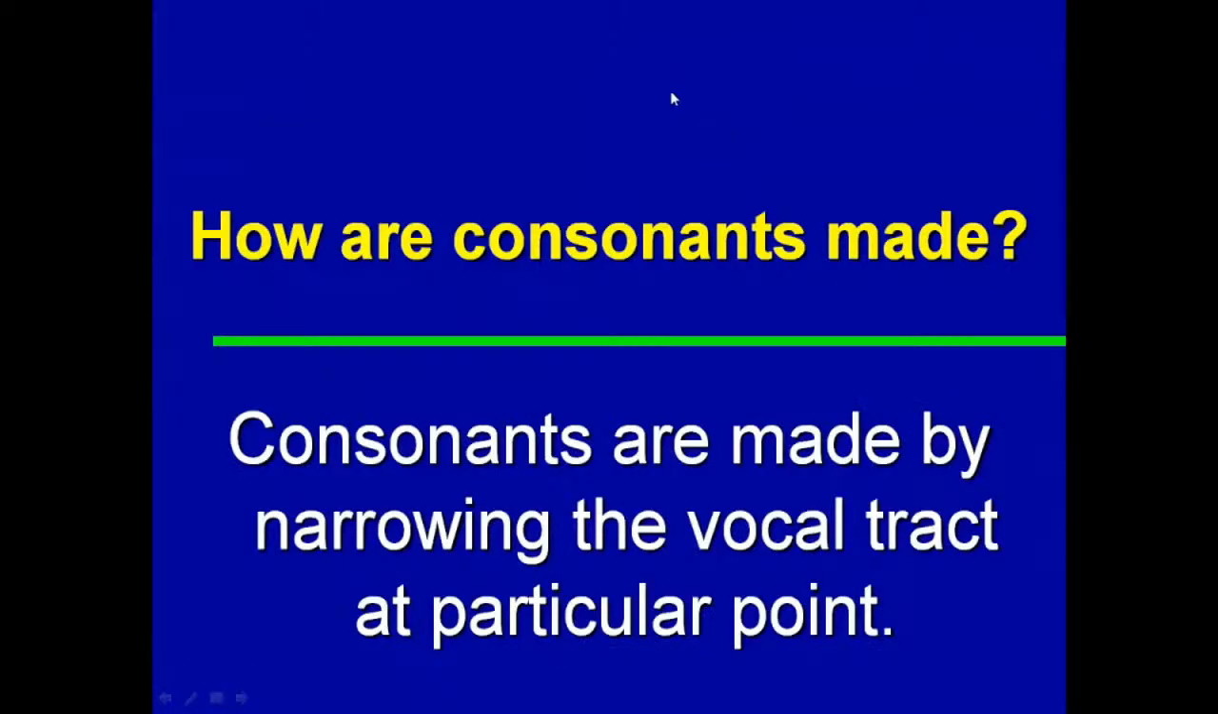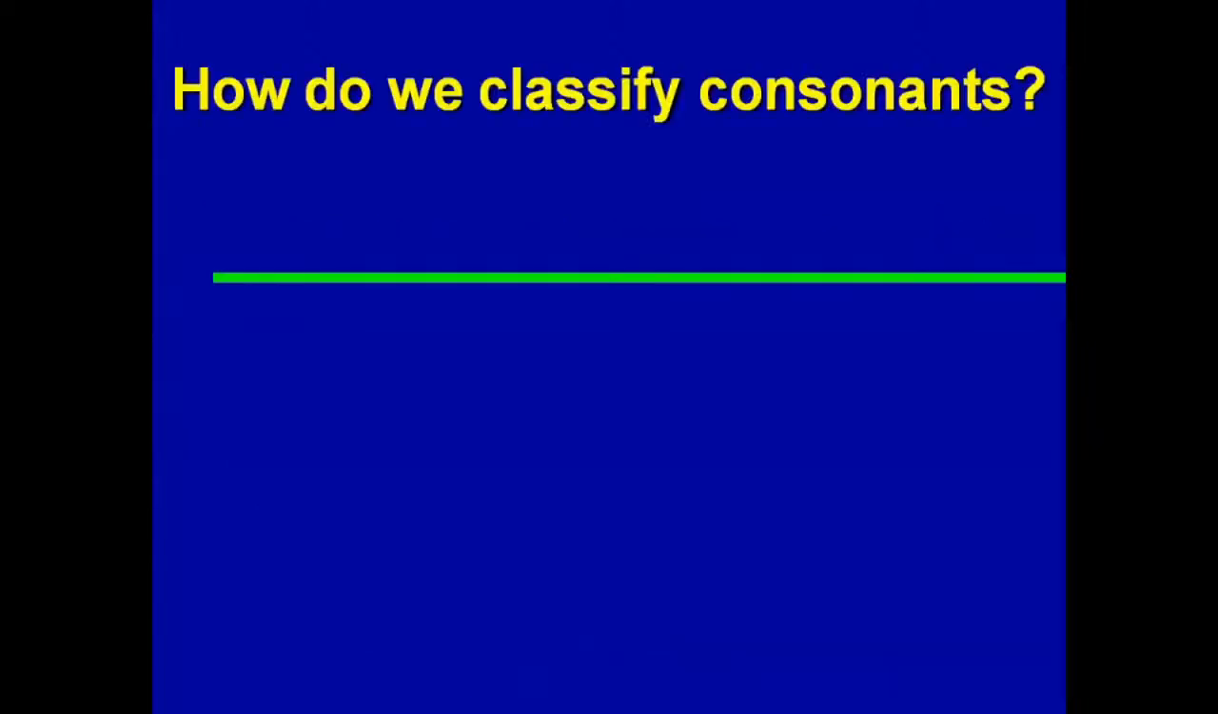Now, another question, how are consonants made? Consonants are made by narrowing the vocal tract at particular points. Okay, how do we classify consonants? When we talk about this classification of consonants, we are simply trying to describe how sounds in general are being articulated. So we're going to talk about three different criteria by means of which we can classify, and by means of which we can describe, consonants.